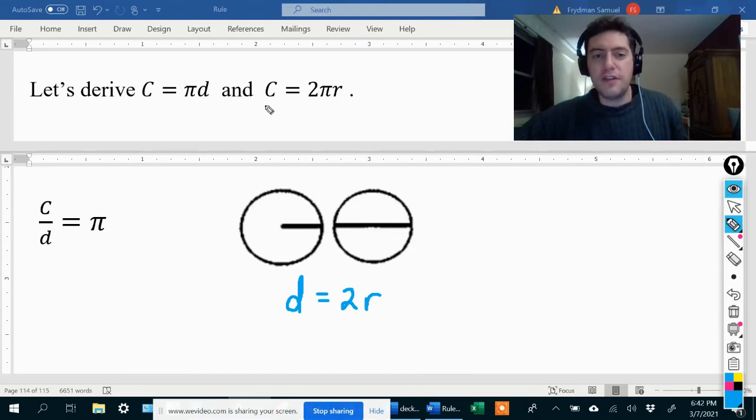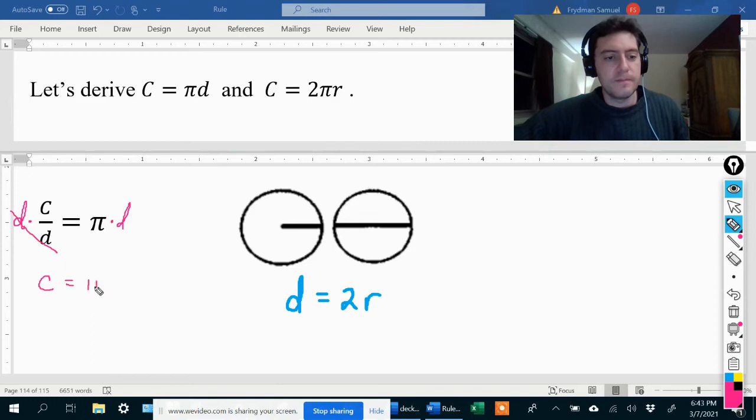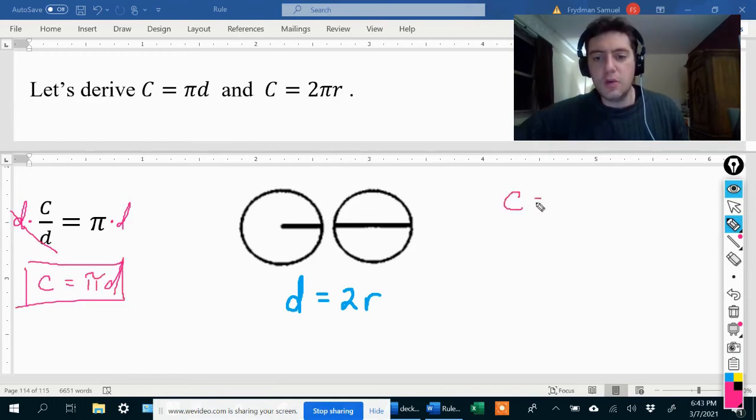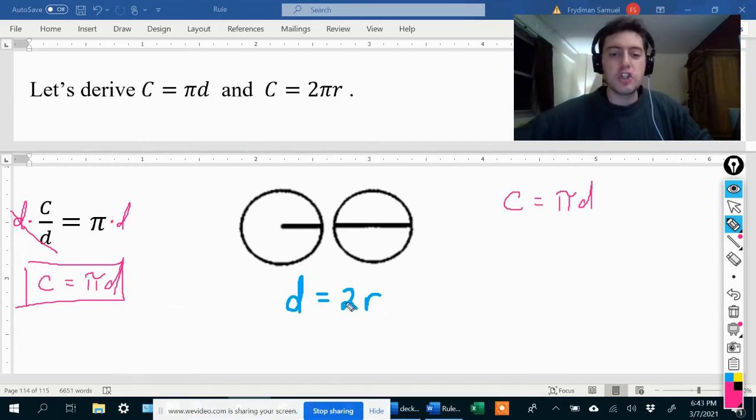Now, to derive this other circle equation, what I'm going to do is start with this one over here, which we derived earlier. Let me just keep that on the screen. So I'll start with this equation, c equals pi d. But since I know that the diameter of a circle is just twice the radius, I can plug 2r in for this d over here, because d is the same thing as 2r.